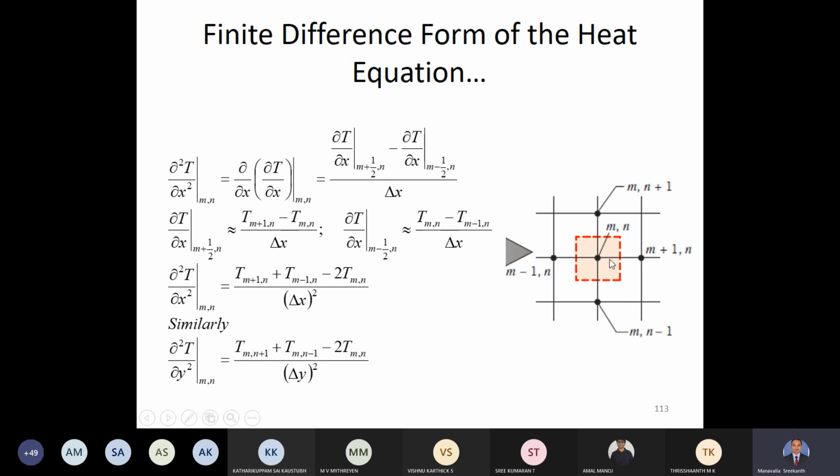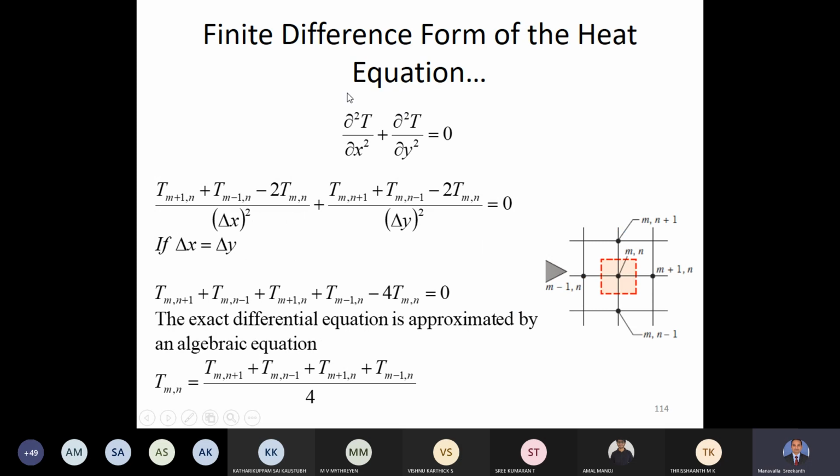So all the derivatives are in the horizontal direction. Now, if you extend it to the y direction, dou square t by dou y square will also be like this. In this, the second derivative of temperature with respect to y will be t m, n plus 1, t m, n minus 1, and t m, n. So t m, n plus 1 is this, t m, n minus 1 is this, and t m, n is this. So you see, partial derivatives have been transformed to algebraic equations.